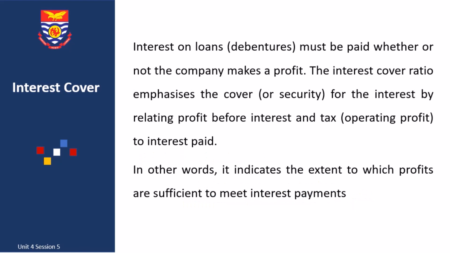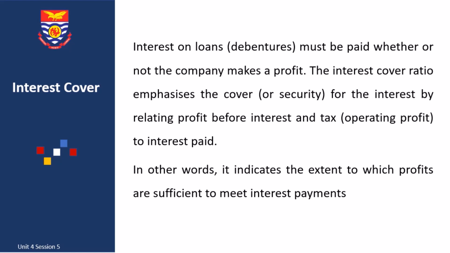Interest cover refers to how many times an organization can pay its interest expenses from its earnings. Interest on loans, also known as debentures, must be paid whether or not the company makes a profit. The interest cover ratio emphasizes the cover or security of the interest by relating profits before interest and tax, which is also known as the operating profit, to interest paid. So that is the formula for interest cover: the profit before interest and tax over interest paid. And the profit before interest and tax is the same as our operating profit. So either profit before interest and tax over interest paid or operating profit over interest paid. You do this to get your interest cover.